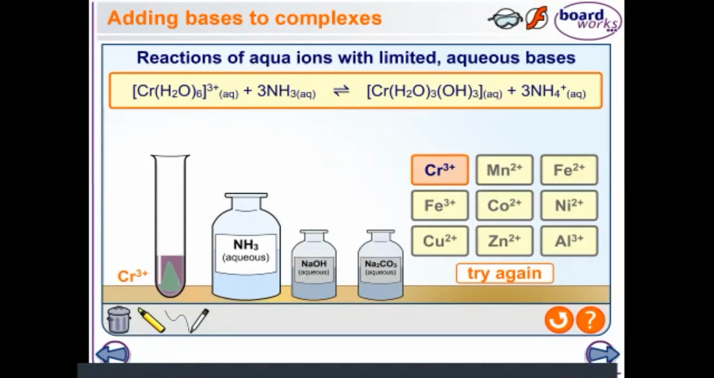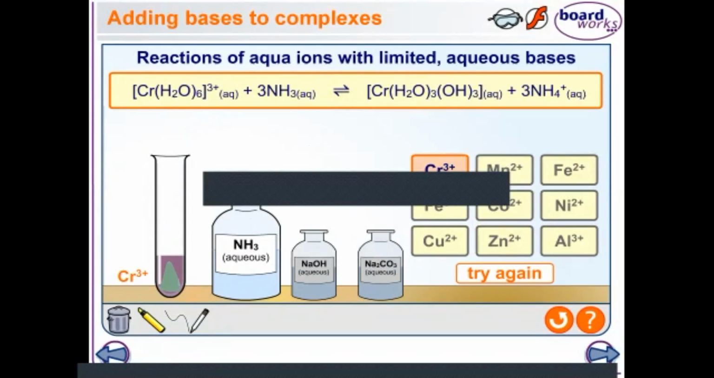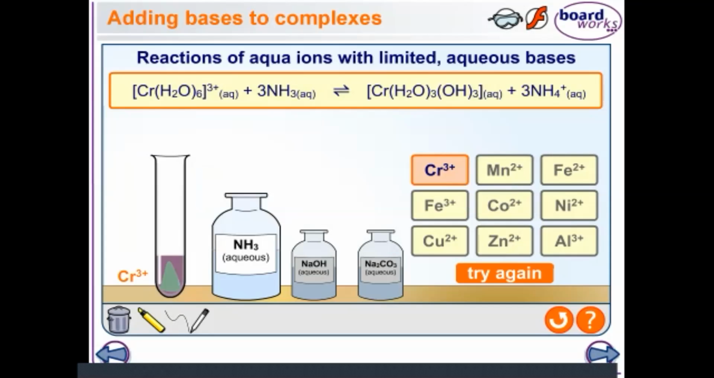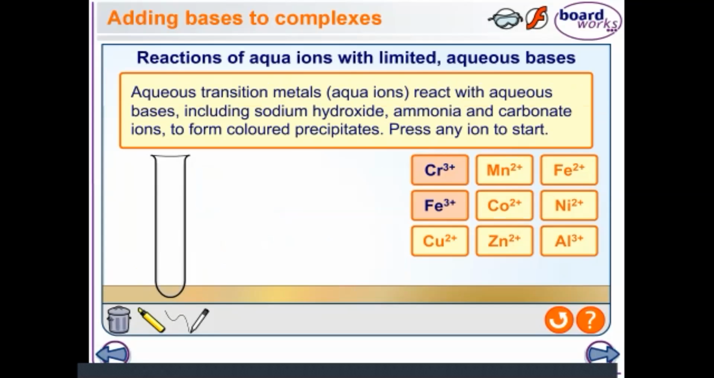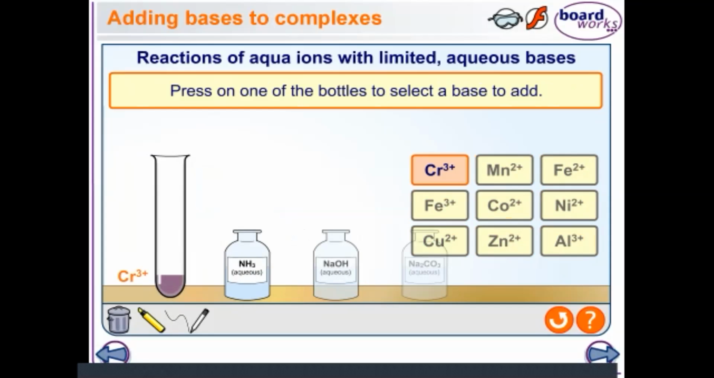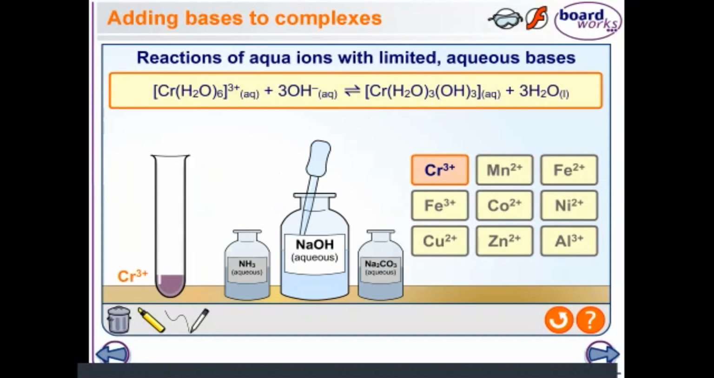Okay, so here, chromium added with ammonia creates a metal hydroxide. This is the metal hydroxide. So let's look at what happens if chromium is added with sodium hydroxide. What will happen?